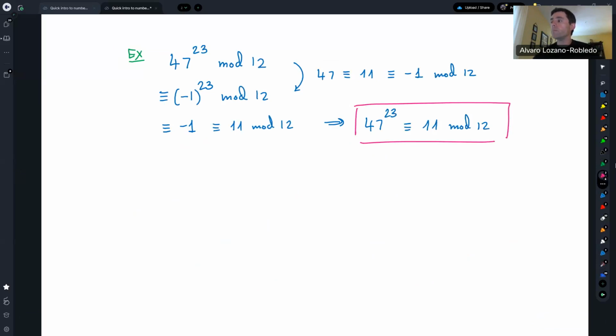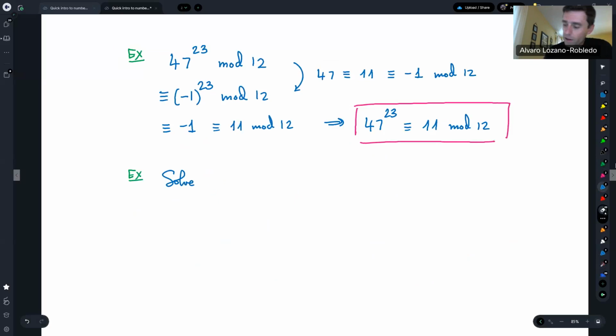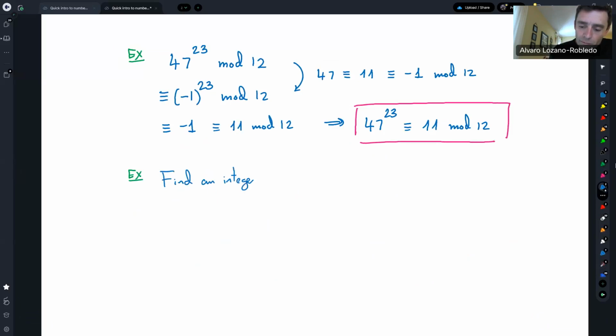Okay. The other thing we can do with congruences is the following. Here's an example. Let's solve in integers, if possible. Let's say find an integer x, if possible, such that 3x is congruent to 1 modulo 7.